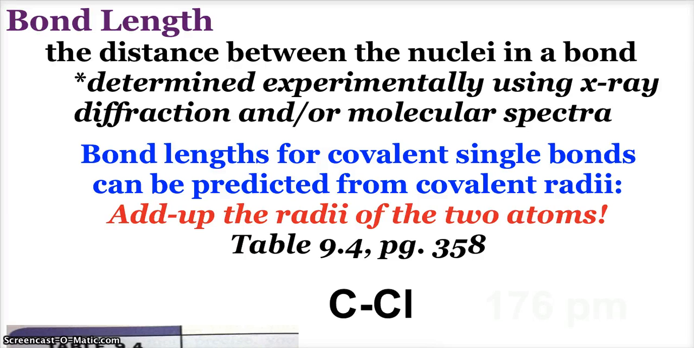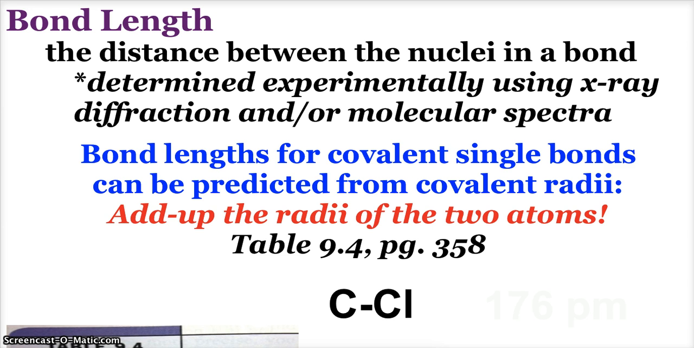Alrighty, we're going to take a look at a few more topics here in the covalent bonding section. And first up, we've got bond length. It's the distance between the nuclei in a bond. And again, we're talking about covalent bonds, so we're talking about the distance between the nuclei of two atoms sharing electrons. And you can see here, it's determined experimentally using X-ray diffraction and/or molecular spectra.